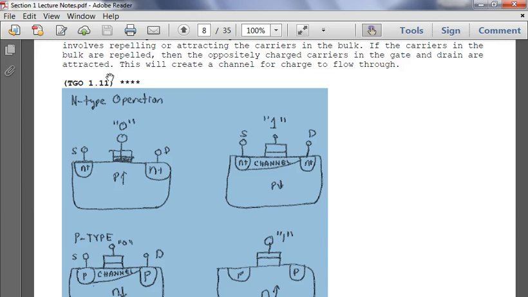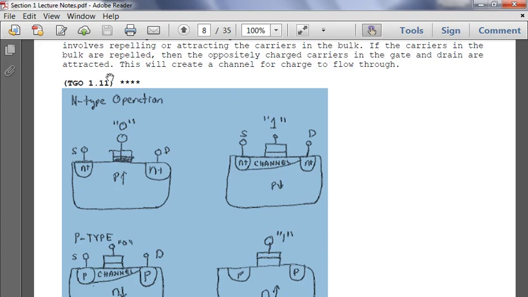So, when you put a 0 on the n-type, this is like the switch before: positive comes up, nothing happens here, no channel. When you put a 0 on a p-type, then electrons are forced down, and you create a channel between the source and the drain. And the stronger the voltage on the gate, the larger the channel.